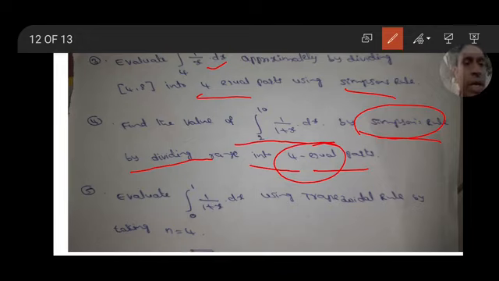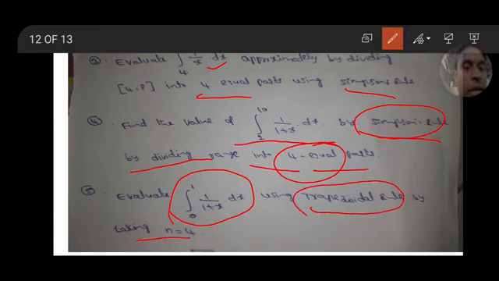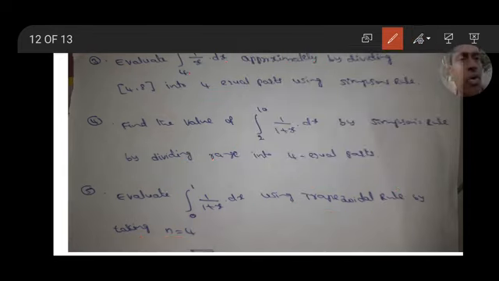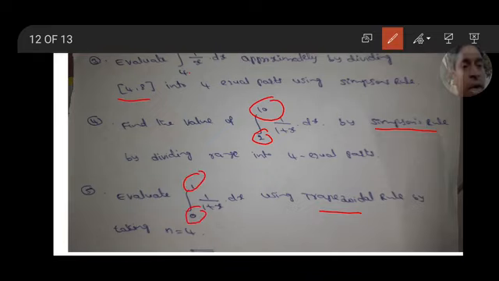Next, evaluate integration 0 to 1 of 1 by 1 plus x dx using the trapezoidal rule. It is given trapezoidal rule by taking n equal to 4. In all 3 problems n equal to 4 only. In the first problem it is Simpson's rule with integration 4 to 8, in the second problem it is Simpson's rule with interval 2 to 10, and the third is trapezoidal rule with 0 to 1.